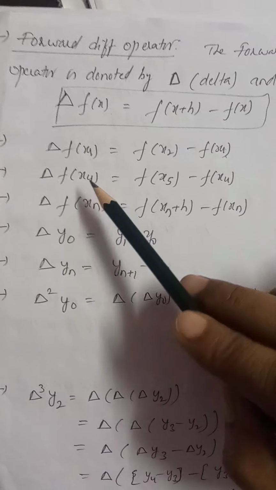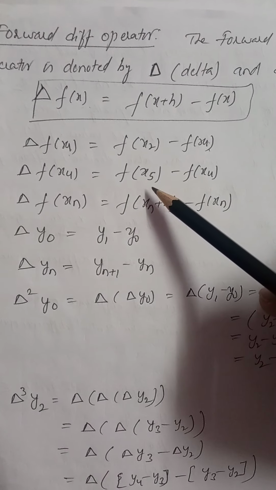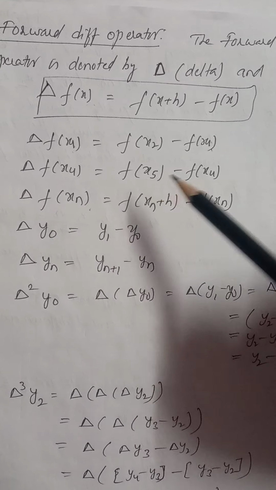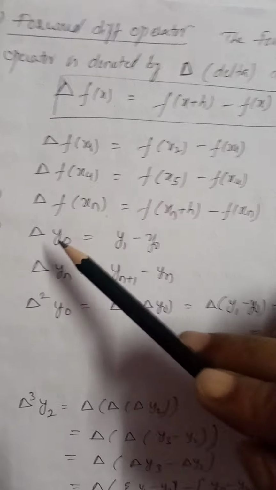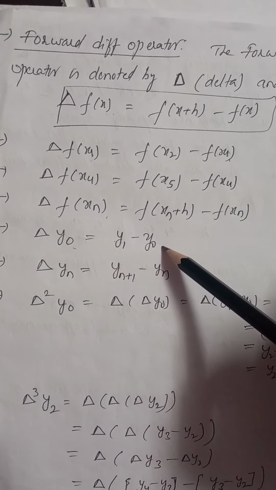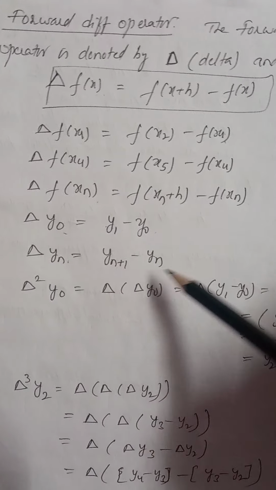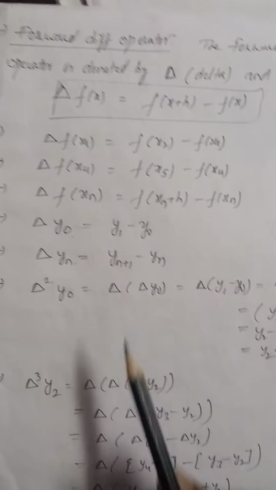minus f of x1. Similarly, delta of f of x4 is equal to f of x5 minus f of x4. Delta of f of xn is equal to f of xn plus h minus f of xn. Similarly, delta of y0 is equal to y1 minus y0. Delta of yn is equal to yn plus 1 minus yn. Right? Delta square y0 if you want to find.